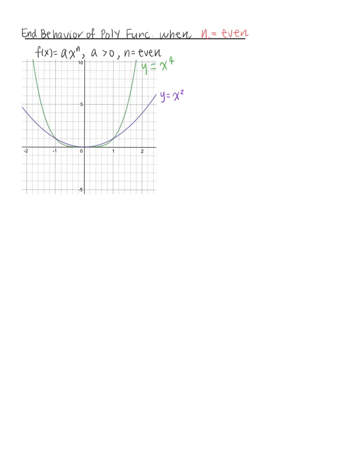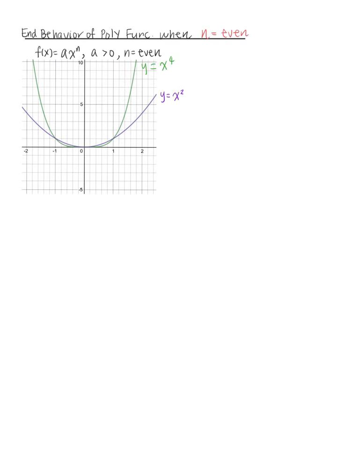Now, what I wanted to do here is summarize what the end behavior of the graph is going to be if n is even, and then also when n is odd. If you can memorize that, your life will become so much easier when you're asked to graph a polynomial function. So let's first take a look at this.